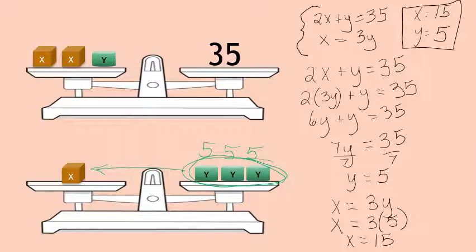I could double check that by putting the values into the picture. Each x was equal to 15, and the y was equal to 5. Does that total 35? Check. 15 and 15 is 30, plus 5 more is 35. We have solved the system correctly.